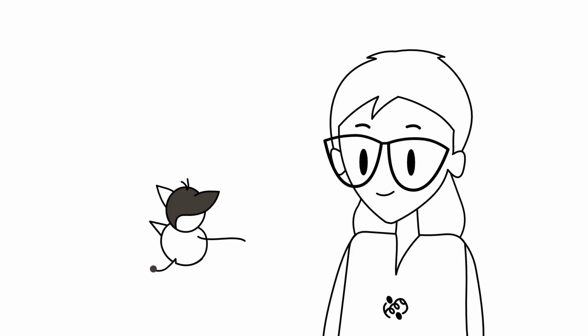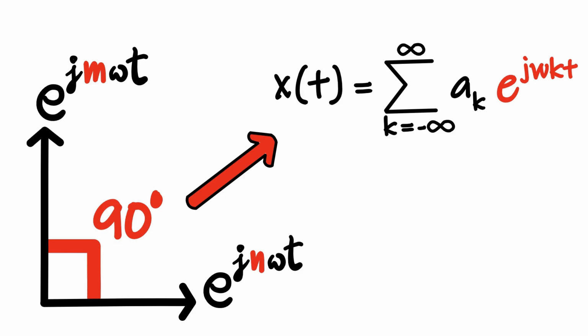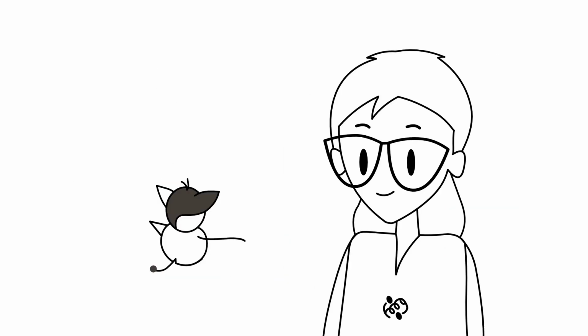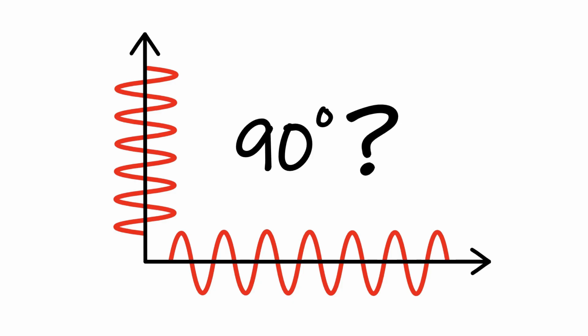Wait, why are we even talking about orthogonality? Remember, it was the orthogonality of harmonically related complex exponentials that led us to the exponential Fourier series. So if harmonically related sinusoids are orthogonal to each other, we'd get to the trigonometric Fourier series? Yep. Then what does it even mean for two sinusoids to be orthogonal in the first place?